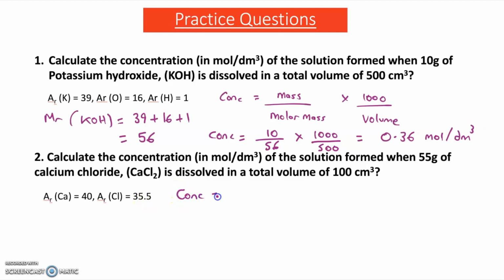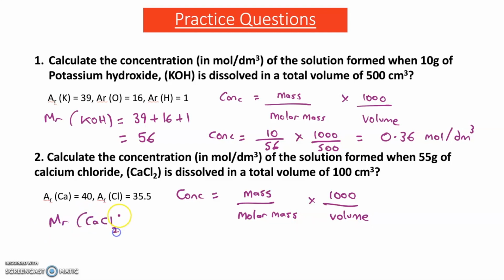Now another way to think about this is if I do 10 over 56, I get the moles present in 500 centimeters cubed, and then I'm effectively timesing it by 2 to work out its concentration, because concentration is moles in 1,000. Now question 2 is asking me to calculate the concentration in moles per decimeter cubed of the solution formed when 55 grams of calcium chloride is dissolved in a total volume of 100 centimeters cubed.